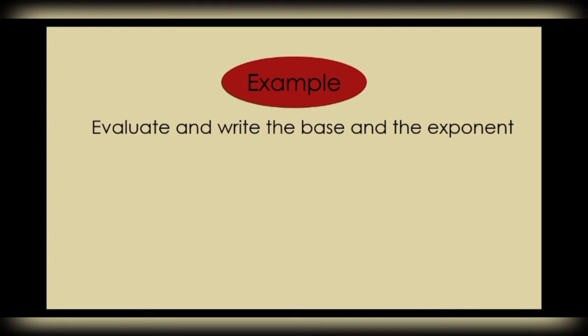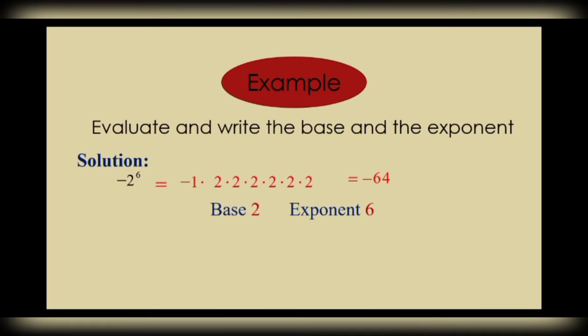The first expression is minus 2 to the power of 6. It means minus 1 into 2 multiplied by itself 6 times, which is equal to: 2 2s are 4, 4 2s are 8, 8 2s are 16, 16 2s are 32 and 32 2s are 64. So the answer is minus 64. Here base is 2 and exponent is 6.